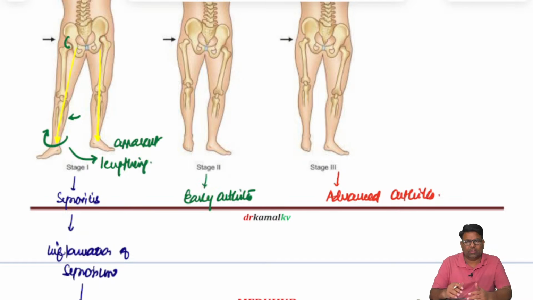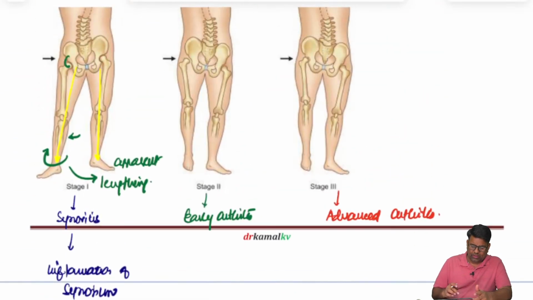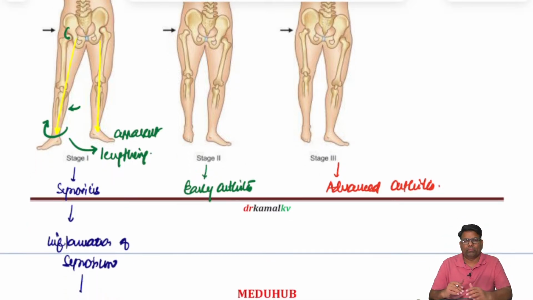Apparent lengthening means it is looking from a distance as if the limb is lengthier than the other side, but on exact measurements, they both are of the same length, and therefore there is no shortening as such. There is no change in length as such. It's just looking a little longer, right? So this is the cause of apparent lengthening. This is important.